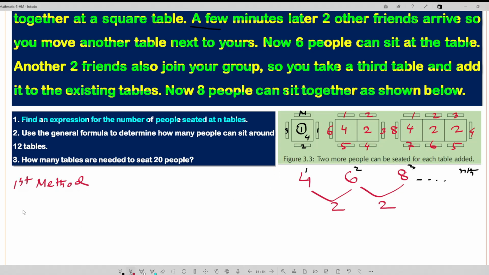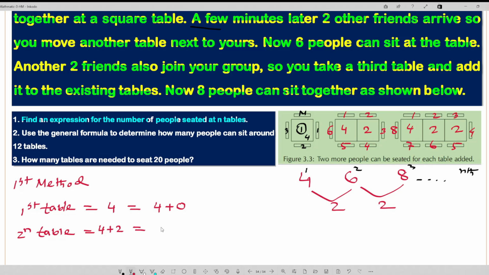first table. So first table, how many persons can sit? 4. It means 4 persons, but no table or friends added, so it will be 0. Second table, how many persons? 6 persons. So first table 4 persons, second table 2 persons added, right?